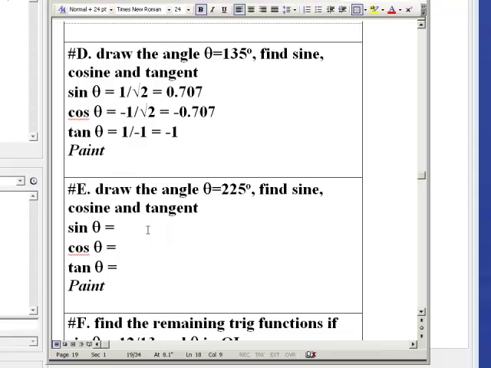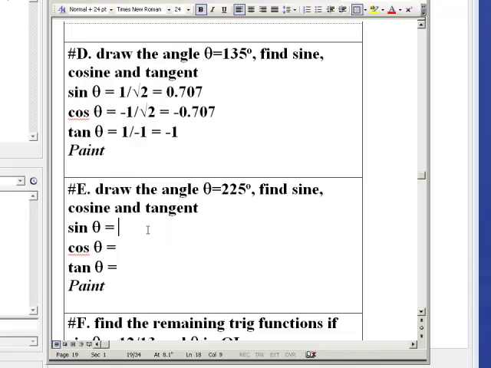Draw the angle theta 225 degrees. Find sine, cosine, and tangent. That's in the third quadrant. Again, the reference angle is 45 degrees. And when I mention reference angle, that's from a later chapter, but I might as well use it right here.